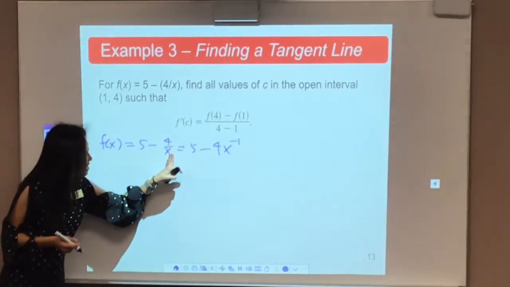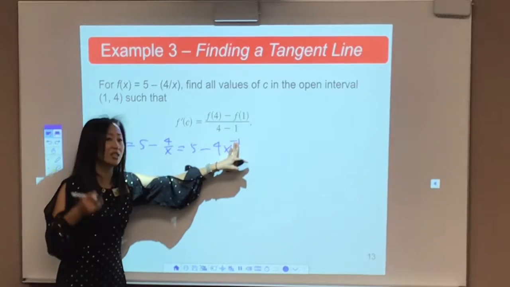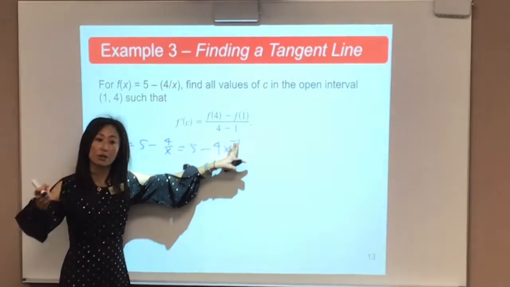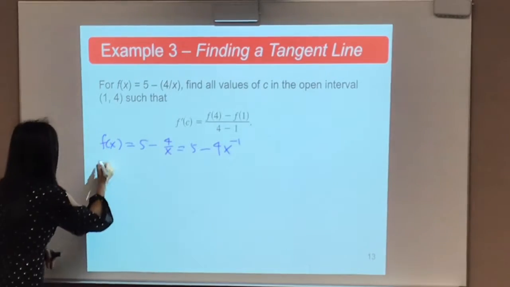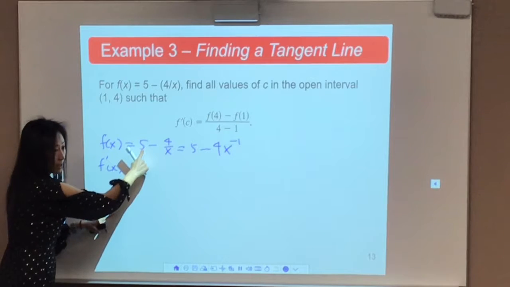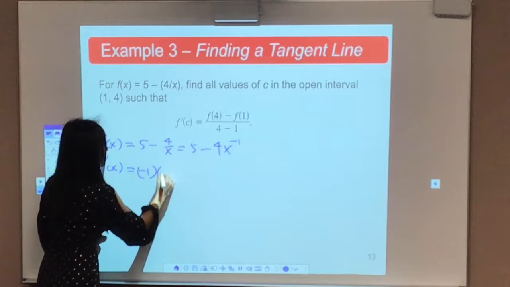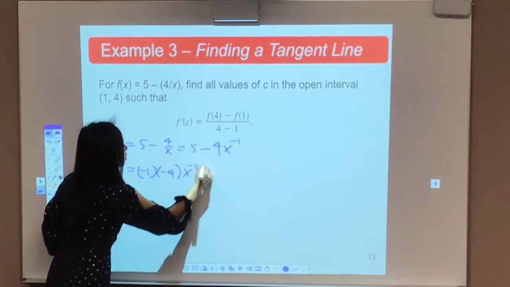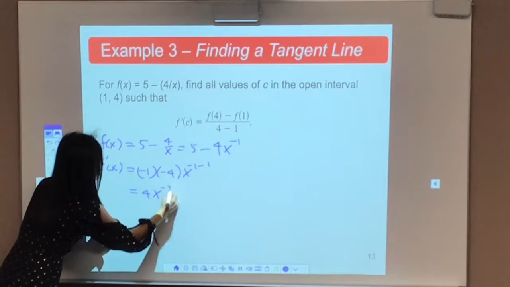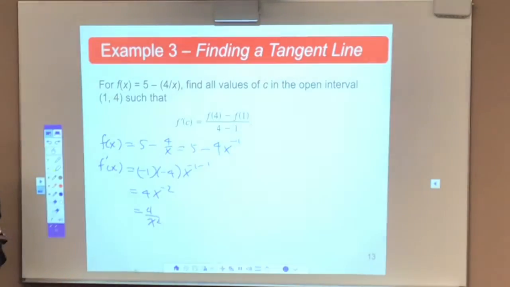Because if I write this, I have to use the quotient rule. But if I make it into a power, then I can use the power rule, which is easier to do than the quotient rule. Okay. So what is my f prime? 5 is simply 0. This is negative 1 times negative 4, x to the negative 1 minus 1 more power, which gives you 4 x to the negative 2, which is the same as 4 over x squared. That is my f prime.